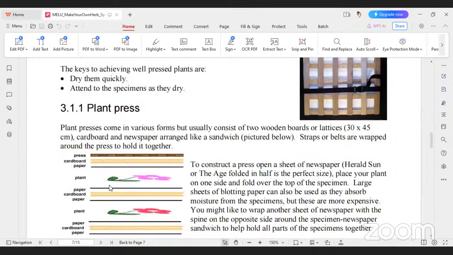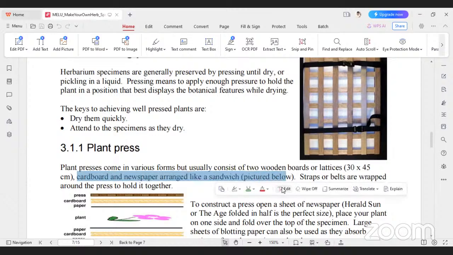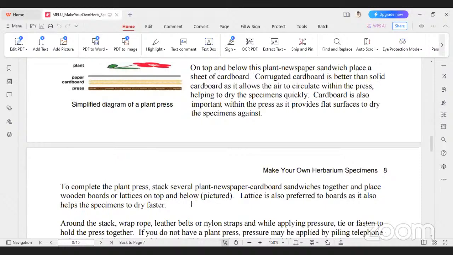A plant press looks like this. Plant presses come in various forms, but usually consist of two wooden boards like this, as you can see in the diagram. The wooden boards are 30 to 45 centimeters. Cardboard and newspaper are arranged like a sandwich between the wooden boards. Straps or belts are wrapped around the press. Let it sit for several days.